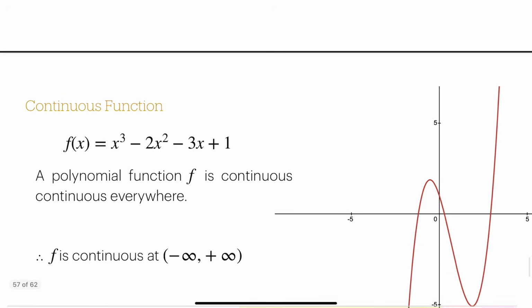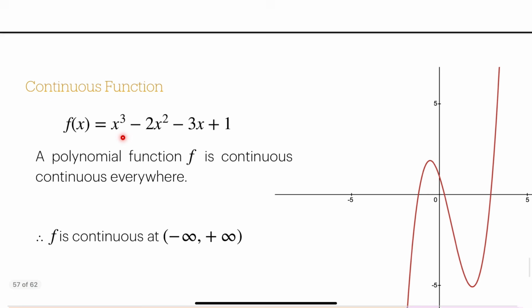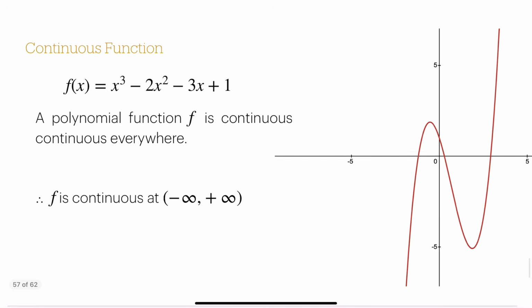So for example, we are given the function f of x equals x cubed minus 2x squared minus 3x plus 1. This is a polynomial function, and the graph right here is the graph of this function. As you can see, this extends indefinitely towards the left and also towards the right. And you can draw this curve right here without even lifting your pencil.